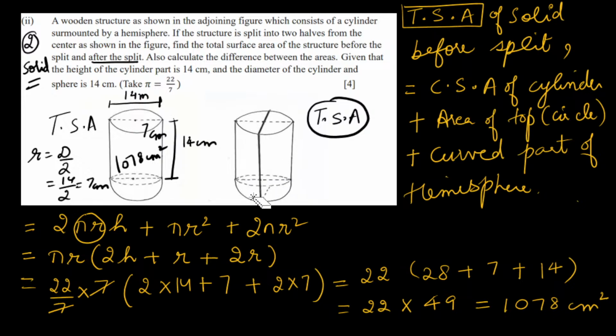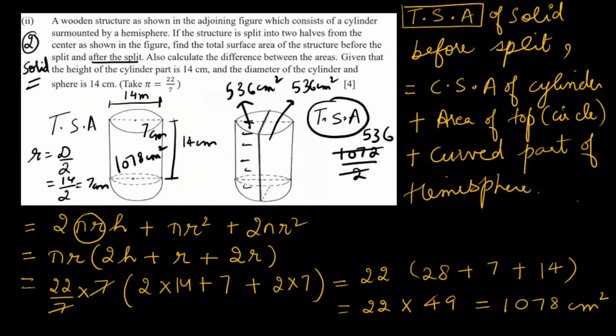If the total surface area is 1078, and we divide it by 2, this is 536. So 2 into 5 is 10, 2 into 3 is 6. So this part's curved surface area is 536. This part's curved surface area is also 536 centimeter square. But here, if you see, two surfaces are getting added.